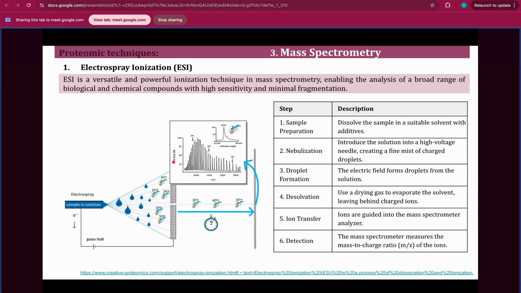Okay, so now one by one I have explained each and every technique. For electrospray ionization you can go through this if you want to study in more detail how everything is done in the presence of voltage, how the liquid samples are converted into ions. So for more details you can go through this slide.